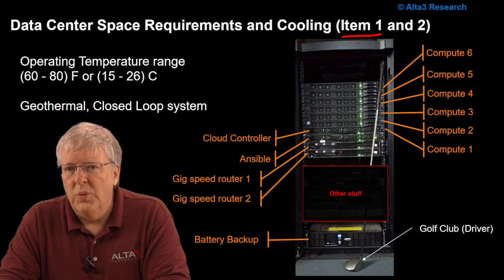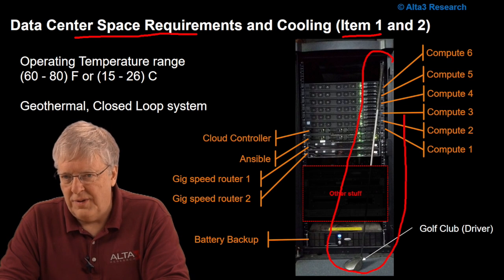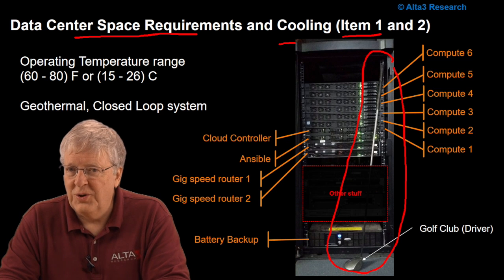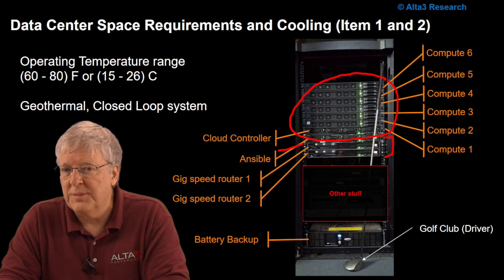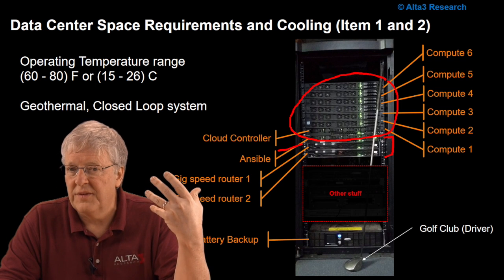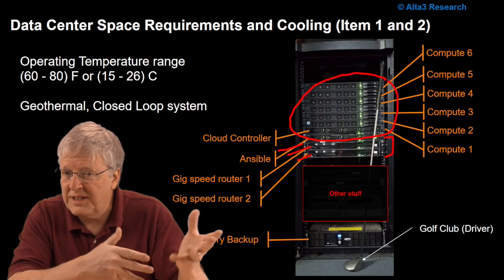Regarding item number 1, which is the data center space requirements, right here is a Callaway driver. This is a golf club. So if you know how big a golf club is, you're going to notice that our cloud is not very big. In fact, the cloud that we were talking about is this part right here. These extra components that you see are an Ansible server. We use Ansible to configure the cloud, and then 2 gigaspeed routers that we use to actually connect to the network.